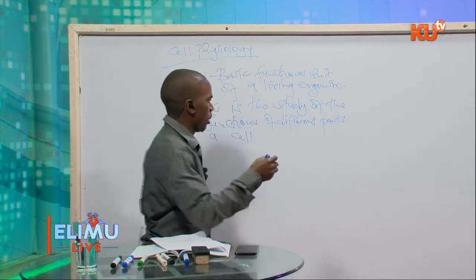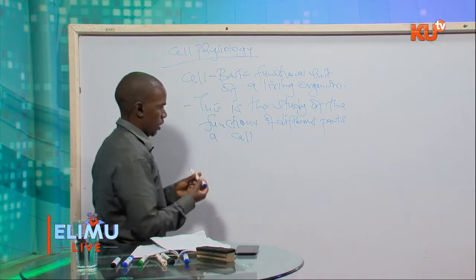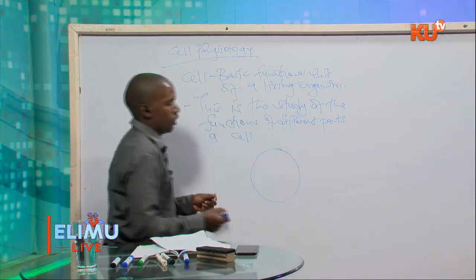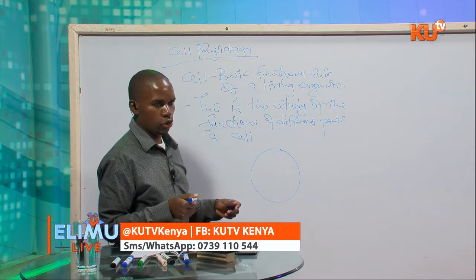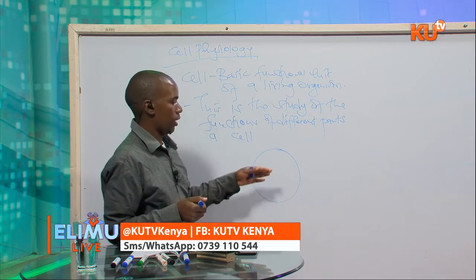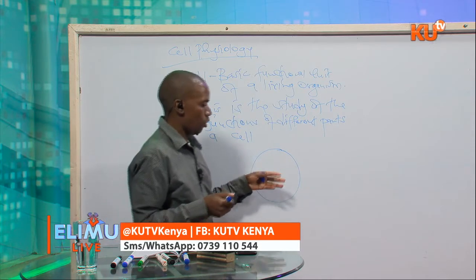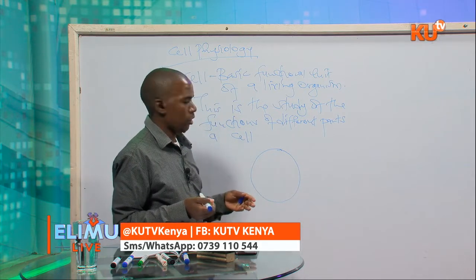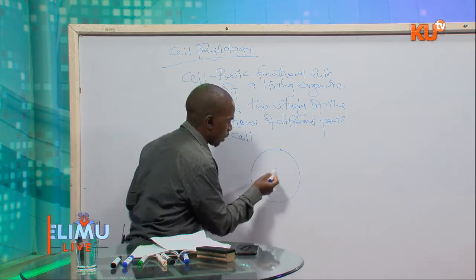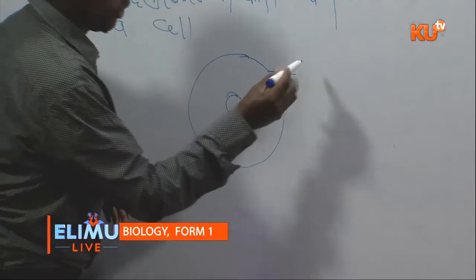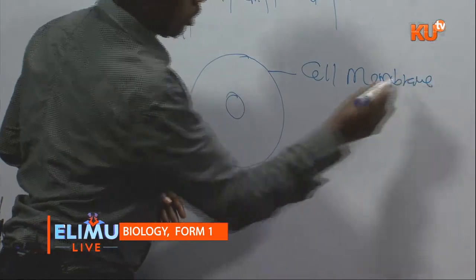So first of all, let us just draw an illustrative image of a simple animal cell as observed under a light microscope. Of course, when you are observing cells or molecules under a light microscope, it does not have clear resolution. So under the light microscope, we are assuming this is the cell. This one is what we refer to as the cell membrane.